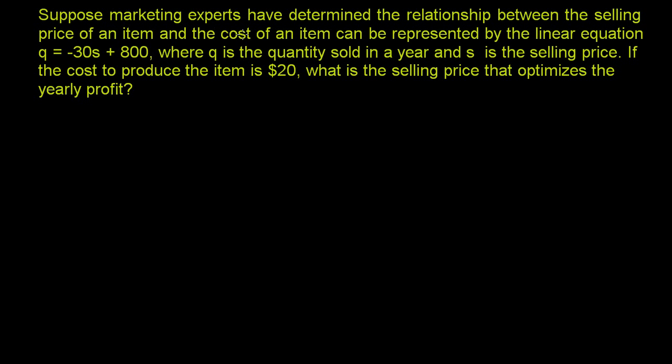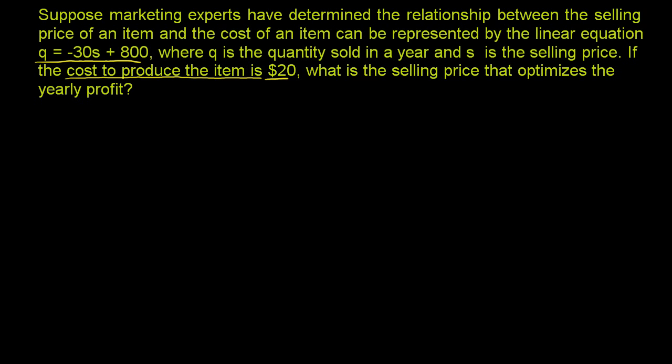Suppose marketing experts have determined the relationship between the selling price of an item and the cost of an item can be represented by the linear equation Q is equal to negative 30S plus 800, where Q is the quantity sold in a year and S is the selling price. If the cost to produce the item is $20, what is the selling price that optimizes the yearly profit?